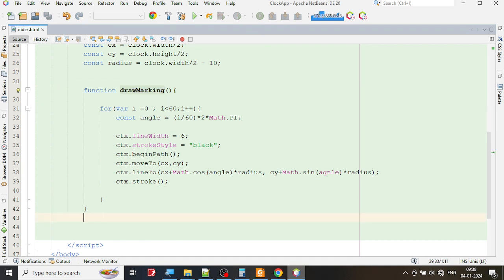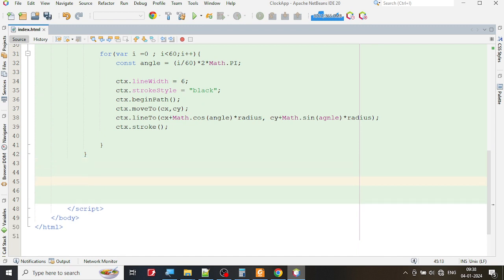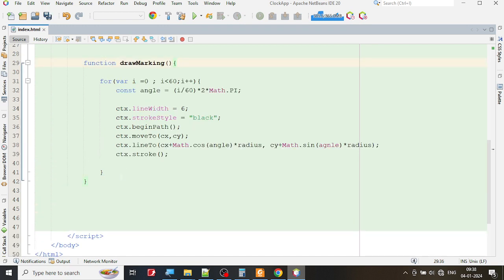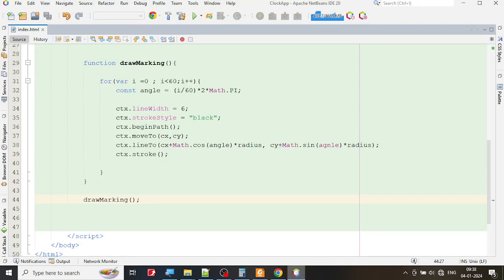I'm going to go slightly down here after this function. From here to here is the function. I'm going to go here and just call this function, so that this function is called, and you should see the circle. Okay, but I am not able to see the circle there. What might have gone wrong?